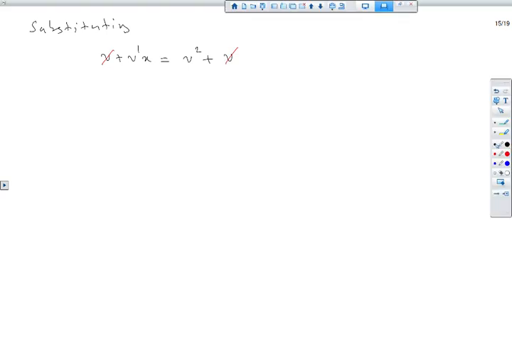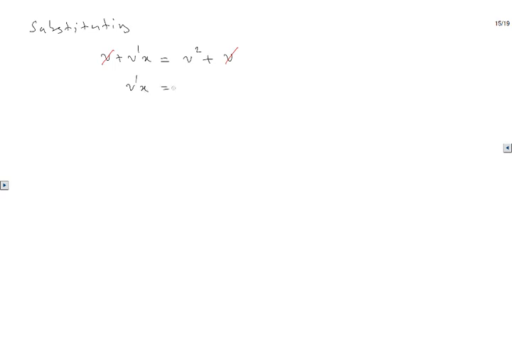Then substituting, you're going to get v plus v prime x equal v squared plus v. Now you can see that, as before, in this example also this gets cancelled, so that's a good sign. That's going to make it simple. So after that we're going to get v prime x equal v squared. Now you can see that this is a separable equation. So let's separate them and integrate.